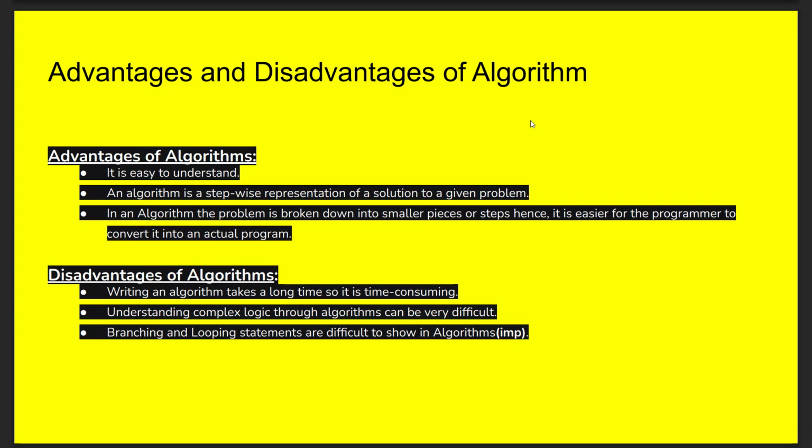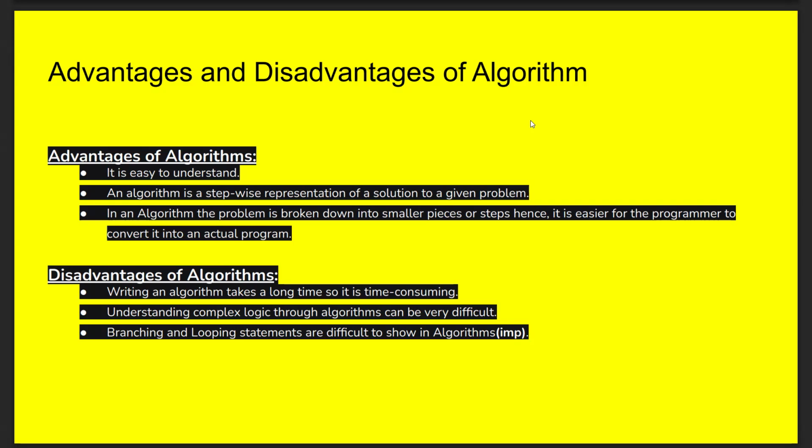So next one, disadvantages of algorithms. So what are the disadvantages of algorithms? Writing an algorithm takes a long time, so it is time consuming. If you want to write an algorithm for complex problems, it will take a huge amount of time, so it will waste a lot of time. So this is the first disadvantage.